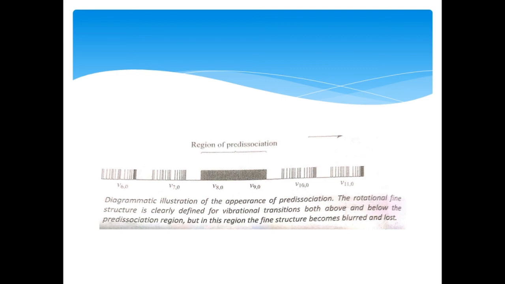In the spectrum, both the vibrational coarse structure and rotational fine structure are blurred. That means the crossover is much faster than vibrational changes and rotational changes. As a result, both the rotational fine structure and vibrational coarse structure are blurred in this region. Thank you.